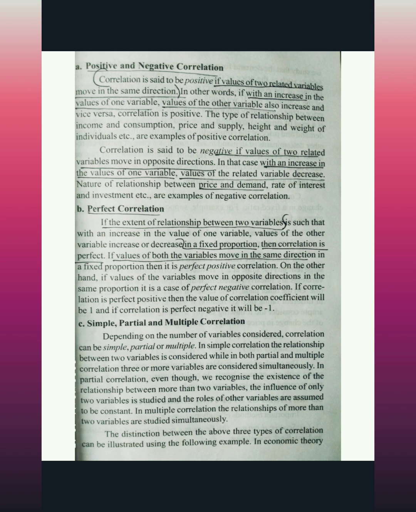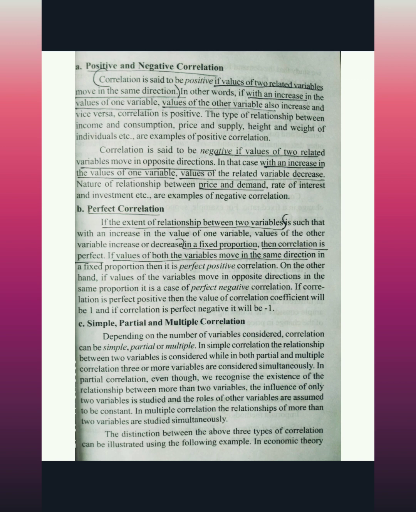The next one is perfect correlation. If the extent of relationship between two variables is in a fixed proportion, it is called perfect correlation. If the values of both variables move in the same direction in a fixed proportion, it is called perfect positive correlation, and in the opposite direction, it is called perfect negative correlation. So if the correlation is perfect positive, then the value of the correlation coefficient will be 1, or if the correlation is perfect negative, the value will be -1.